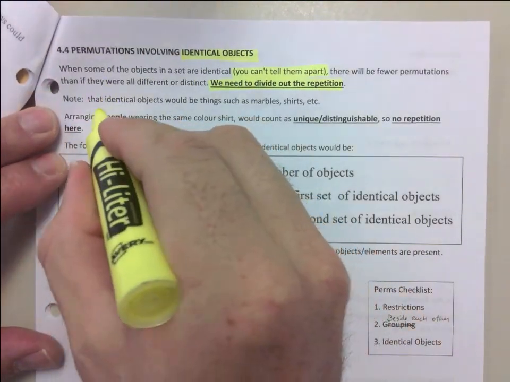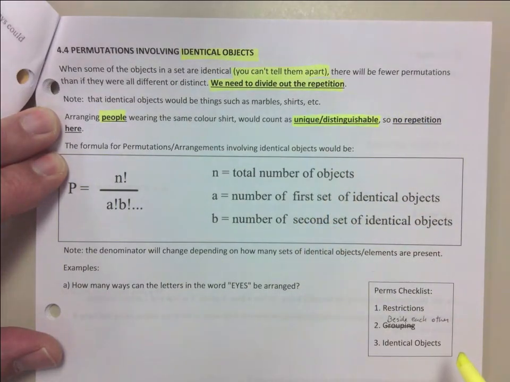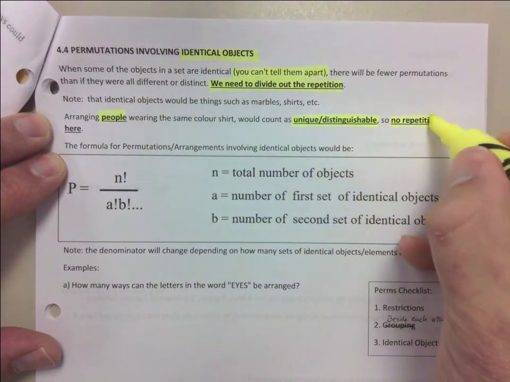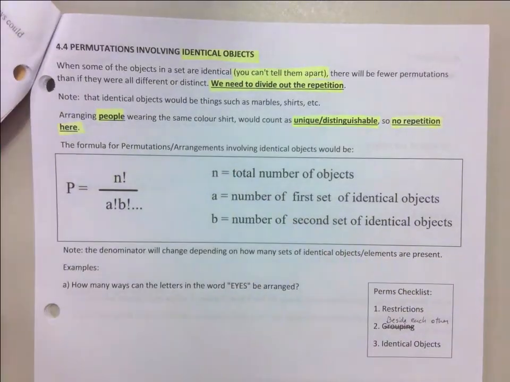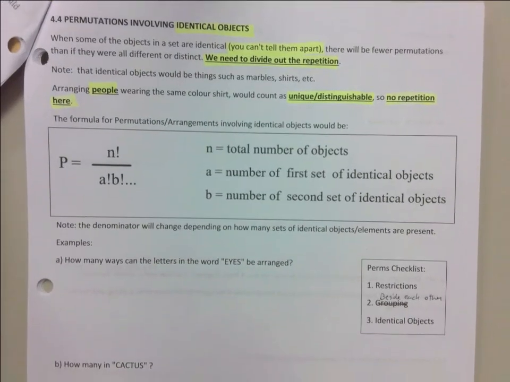So arranging people would count as unique or distinguishable. No repetition there. Sometimes I tell students, oh, there's 5 students taking a picture, they're all wearing a red shirt. And they're like, oh, that's repetition. It's like, no, the faces are all different, right? So don't fall for that. It's going to be very obvious.